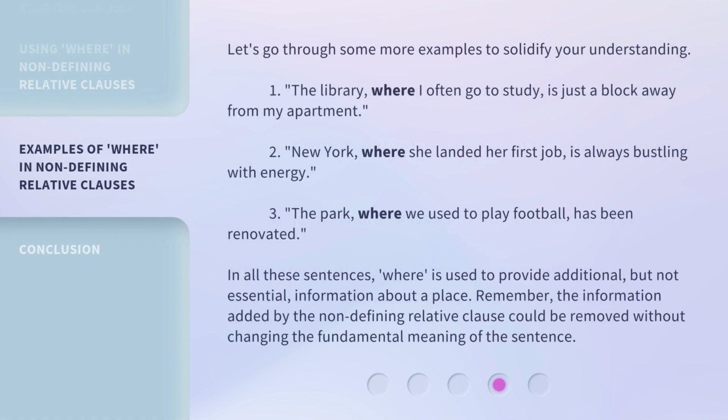Let's go through some more examples to solidify your understanding. 1. The library, where I often go to study, is just a block away from my apartment. 2. New York, where she landed her first job, is always bustling with energy. 3. The park, where we used to play football, has been renovated. In all these sentences, where is used to provide additional, but not essential, information about a place. Remember, the information added by the non-defining relative clause could be removed without changing the fundamental meaning of the sentence.